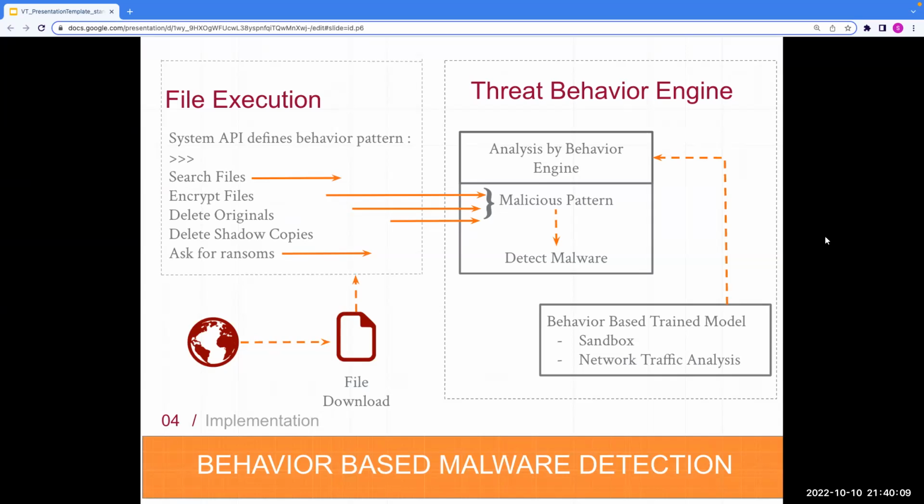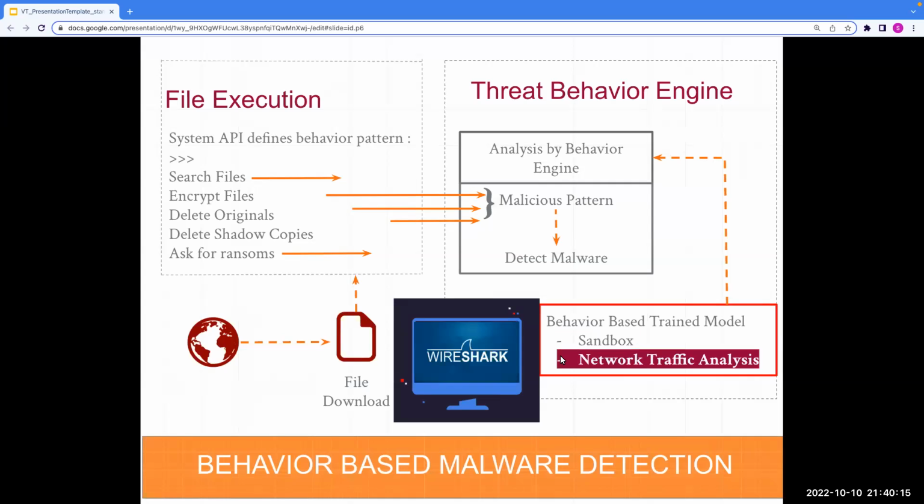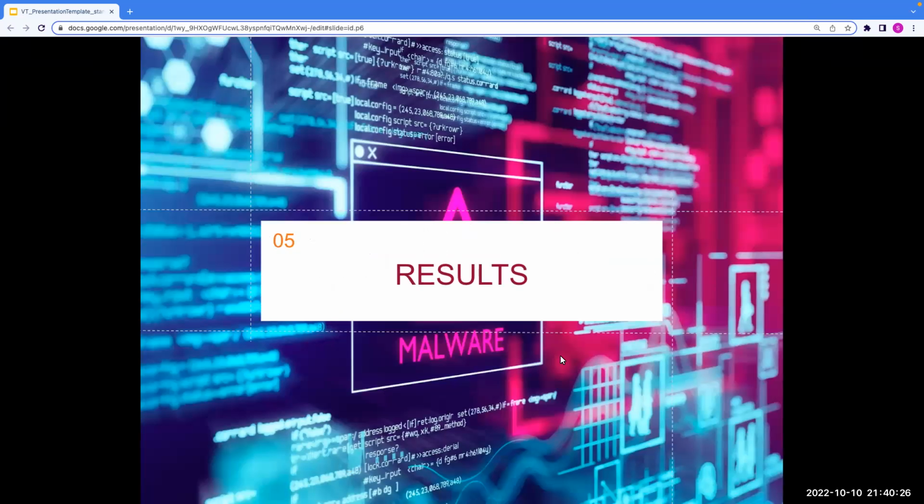So you can see there are two behavior-based trained models. For the first technique, we'll be using Cuckoo Sandbox. And for the second technique, we'll be using a network analyzer, Wireshark, which will be used for traffic analysis, protocol analysis, packet analysis, eavesdropping, etc. Now let's look at the results by Tanvi.